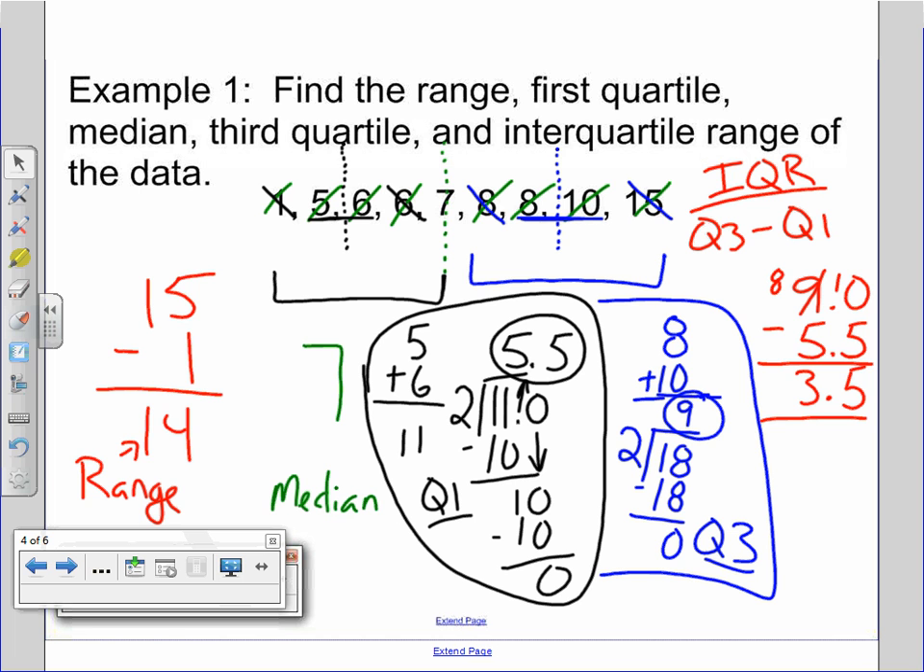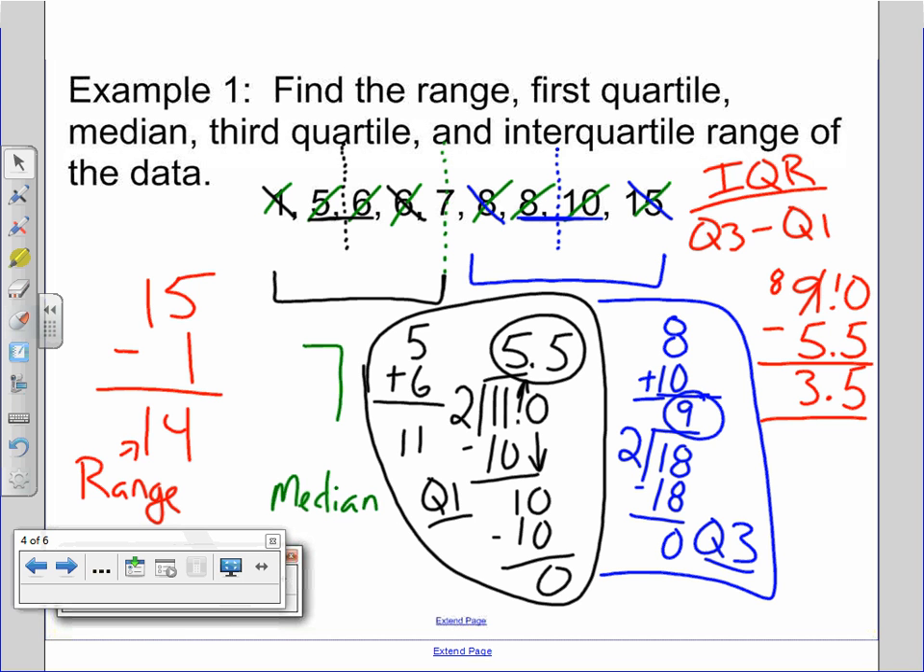And the IQR tells me how far apart those 2 parts are. So it tells me what's the distance between Q1 and Q3. How far apart is the middle chunk, the middle half of the data? So that's what all those pieces of information are telling me. All right. A lot of different pieces of information. Just have to make sure you understand how to find each one.